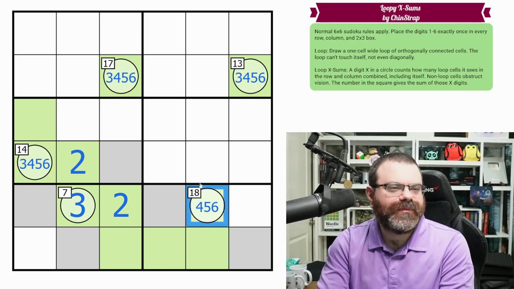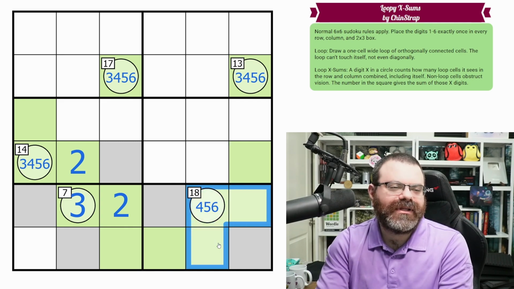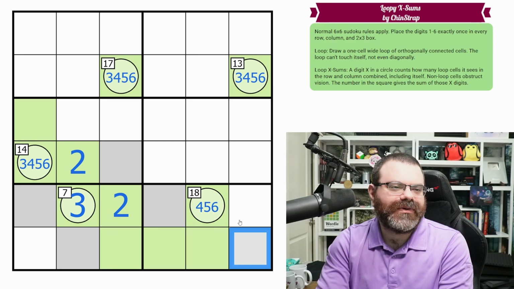We could go right and up, or we could continue up. We cannot go right and up. If we go right and up, look, this only sees 3 cells. I mean, this can't be a 3 anymore because it sees a 3 in by Sudoku. So we're not going right. We're just going straight up.